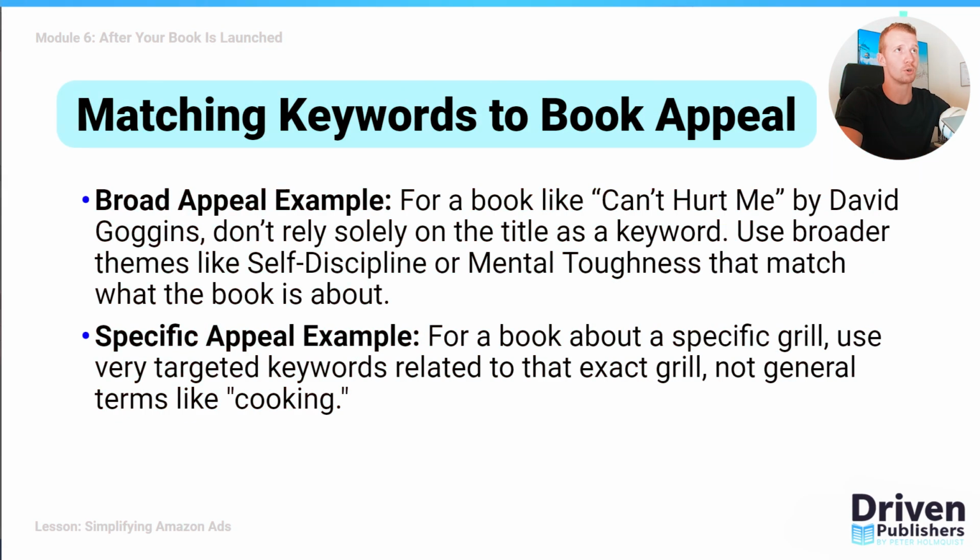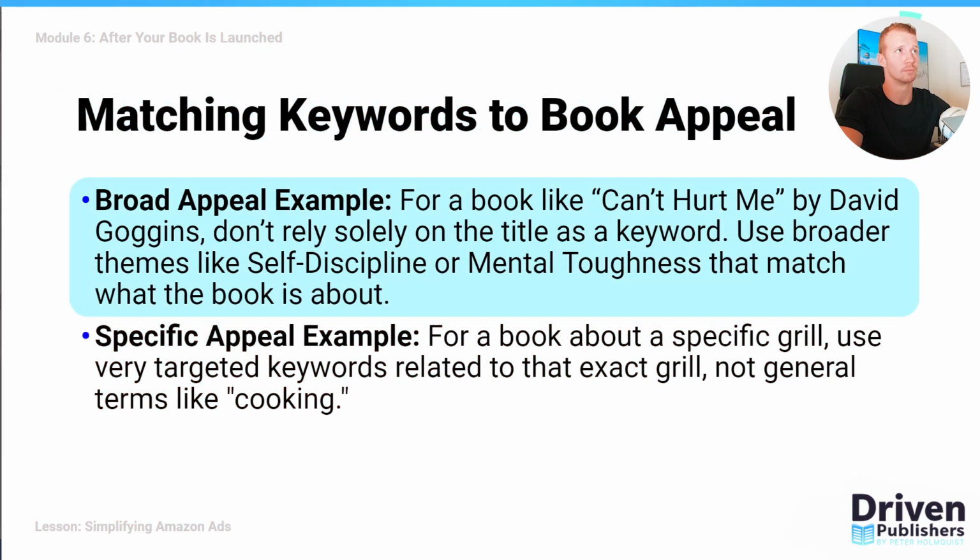Matching keywords to book appeal. Broad appeal example. So for example, if we have a book such as Can't Hurt Me by David Goggins, then relying solely on Can't Hurt Me as a keyword is not very effective. So in those cases, we want to break down what the book is about. So for example, it's about self-discipline, it's about mental toughness. So then we choose those keywords even though they aren't used in the title.